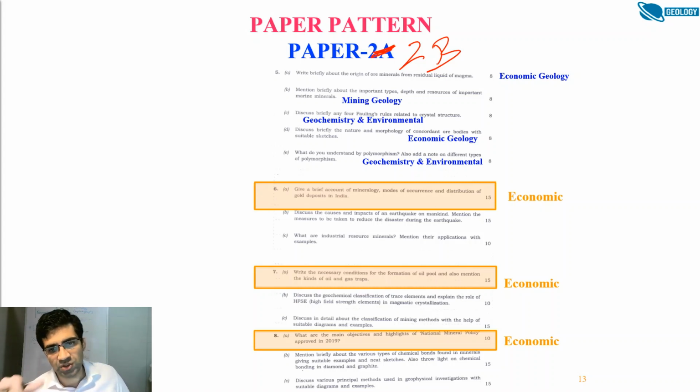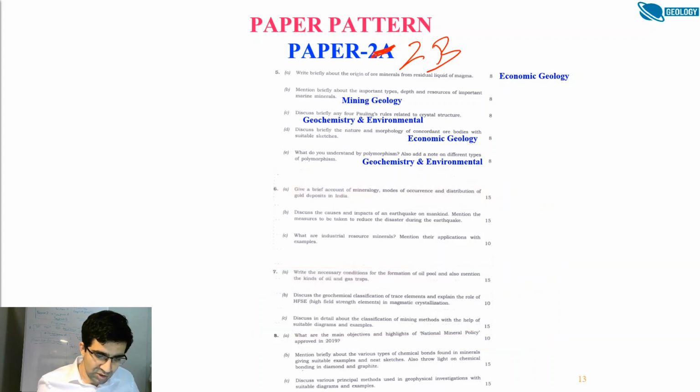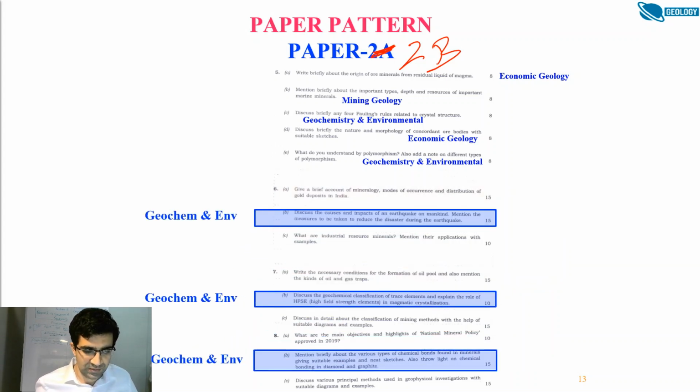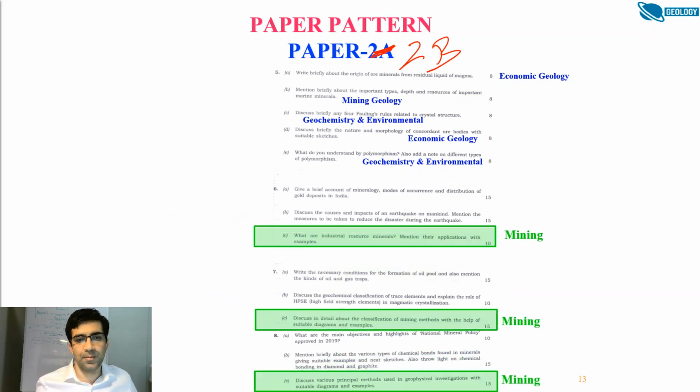And again, you see a similar division here, 15, 15, 10 for economic geology. And then you have part B from geochemistry and environmental geology. Again, 15, 10, 15. And then finally, you see mining geology questions, again 15, 15, 10. So you sort of see what the pattern looks like.